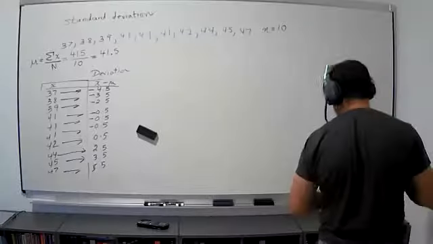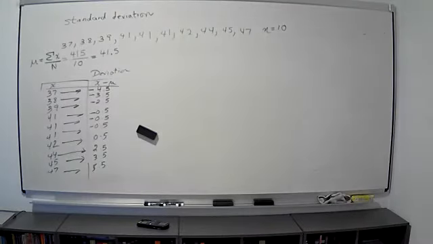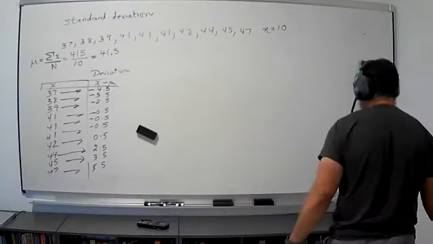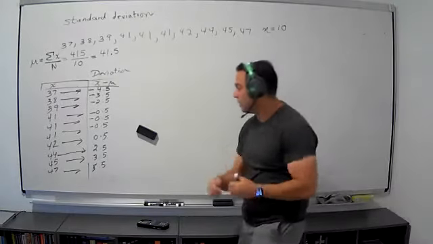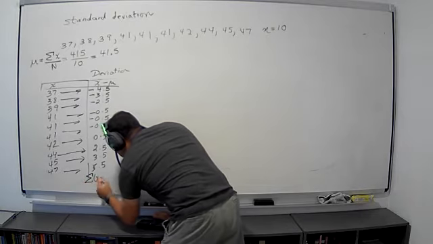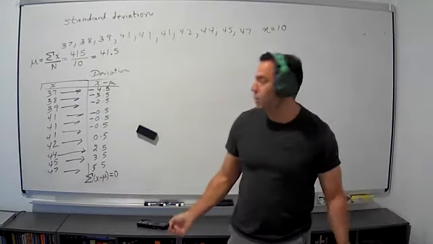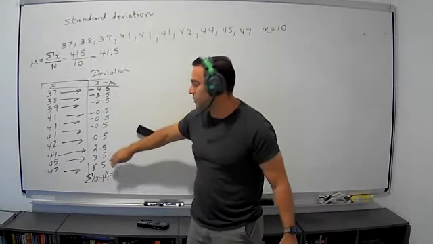I got zero. I don't know if I did something wrong. Is everybody else getting zero? No, you didn't do anything wrong. Don't stress out over it. You're supposed to get zero. Everybody's going to get zero. In other words, when you try to add up your deviations, all of a sudden you realize that it comes out to zero. The reason that's happening is because the negatives are balancing out with the positives.